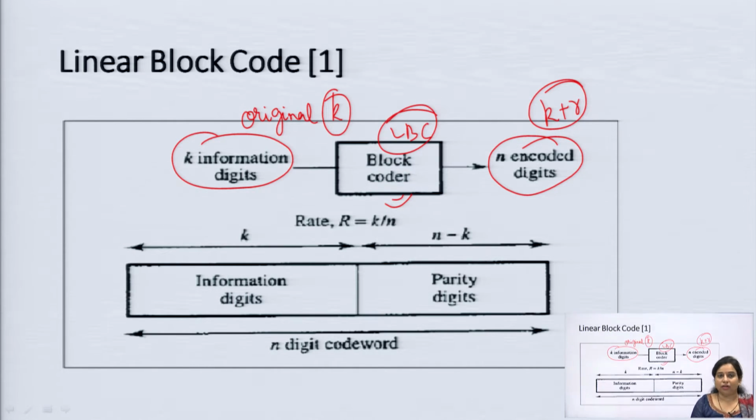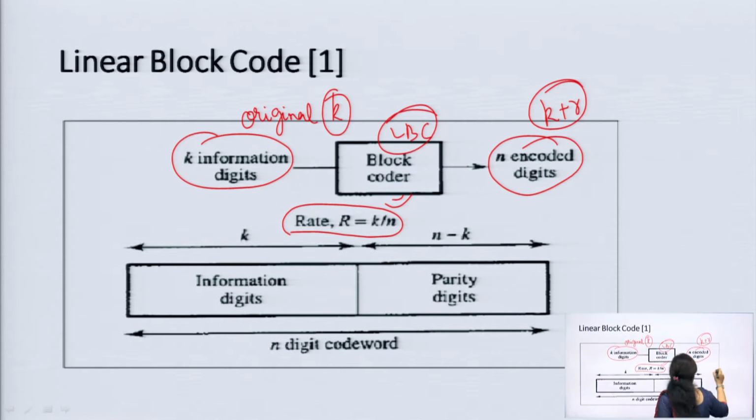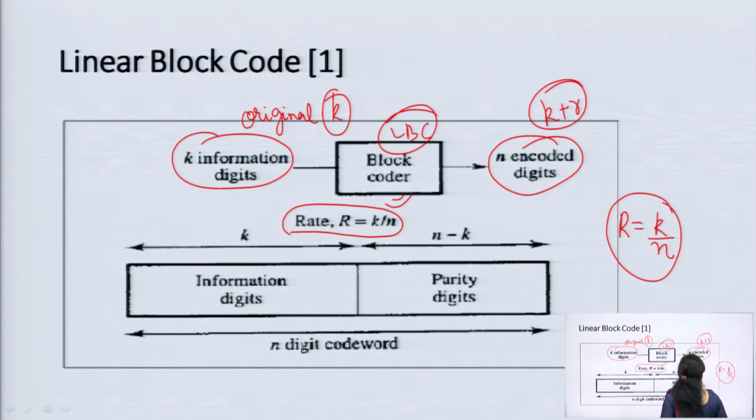So, you can identify whether the error has occurred or not, and remove that particular error which has occurred. Now, the rate of coding, or the rate of the encoder, is denoted by R equals k by n. What is k? K is the original data bits, and what is n? N is the code word, the encoded bits. So, R is equal to k by n. You can easily see that this is the n digit representation of linear block codes.